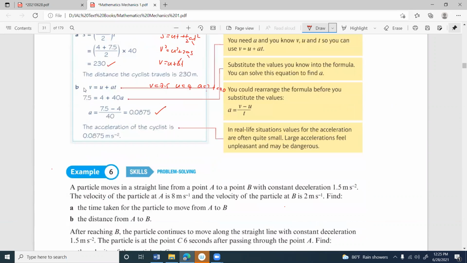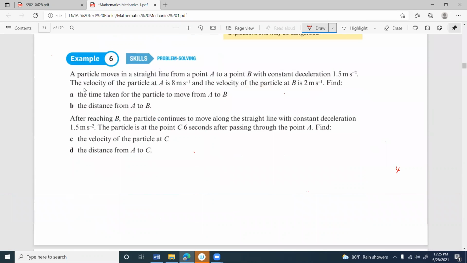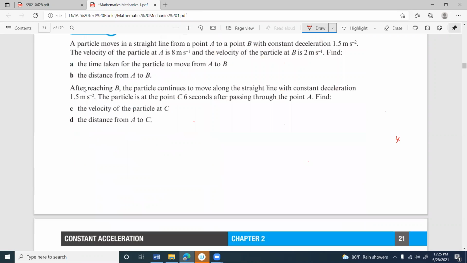Right. We'll come up to this question today. A particle moves in a straight line from point A to point B with a constant acceleration of 1.5. I'll just draw a small diagram from A to B with a constant deceleration, sorry. Therefore, I can mark a as minus 1.5. Why is it minus? Because it's a deceleration.